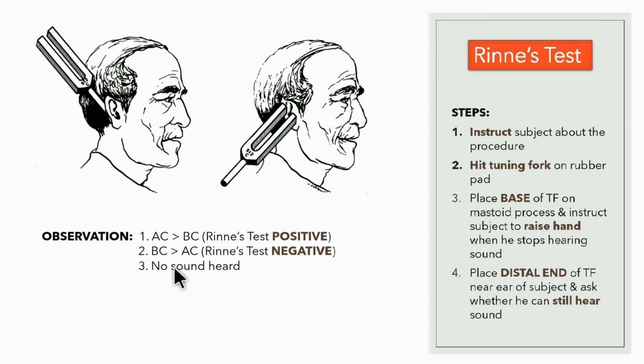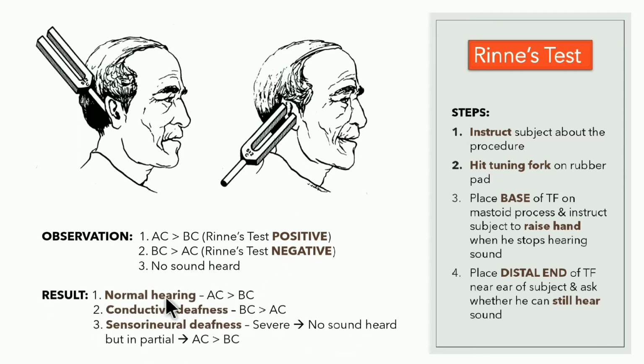The third condition may be that the person is not able to hear at any stage. Whether you place it on the mastoid process or you place the tuning fork near the ear, the person is not able to hear anywhere. That is, no sound is heard. So these are the three possibilities in this test. Now what is your inference?